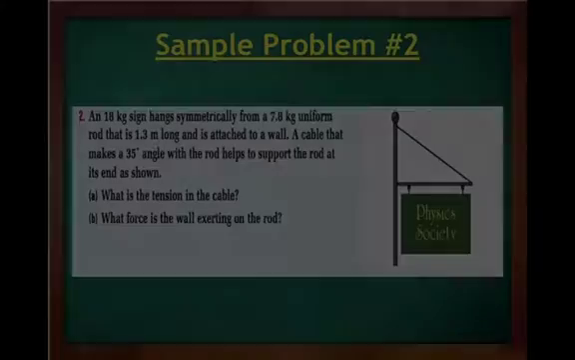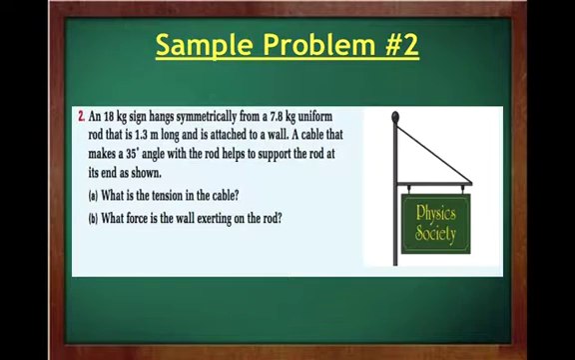So this was sample problem number 2. In this one, you have an 18 kilogram sign that hangs symmetrically, so obviously evenly, from a 7.8 kilogram uniform rod that is 1.3 meters long and is attached to a wall. A cable that makes a 35-degree angle with the rod helps to support the rod at its end as shown. And we're being asked two things.